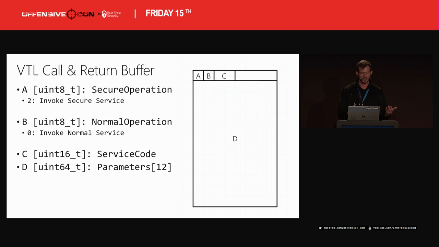So this is what that secure call buffer looks like. From our perspective of fuzzing, we're only interested in fuzzing the secure services, so this is always going to be a constant value. That first field, right now it's an enum value of 2, so that's always going to stay the same. Really what we're going to be mutating is the service code and the parameters. For each service code, they have a specific format, and we apply our format-aware fuzzer to them.